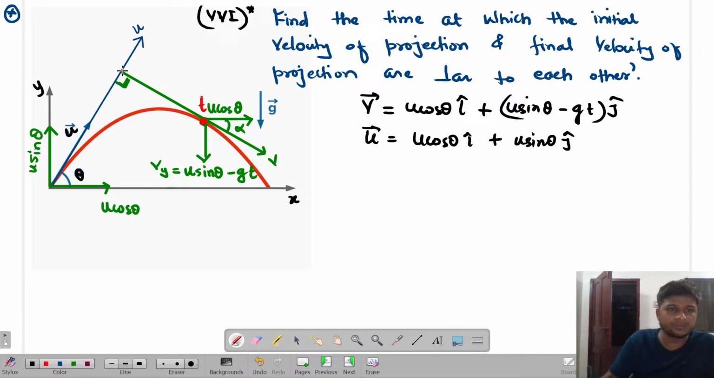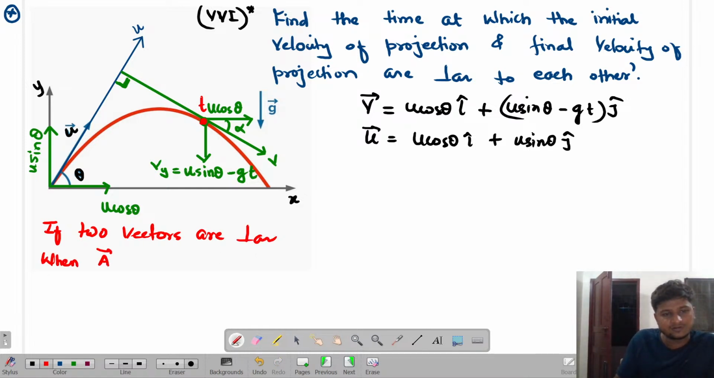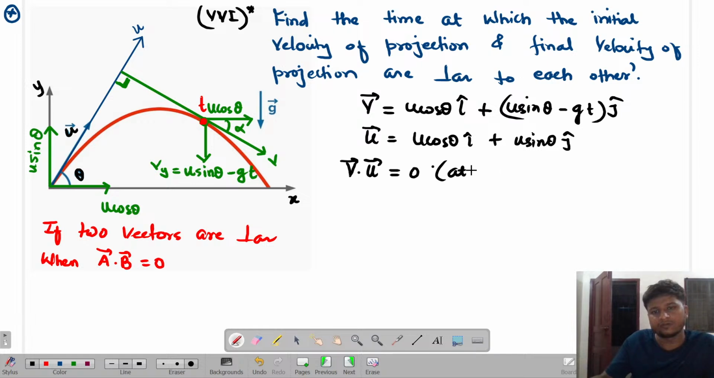But what do you mean by perpendicular? If two vectors are perpendicular, that means their dot product is always zero, or not? I have told you always, do not take questions as easy questions. They are logical questions. Basically, you have to apply the logic. So here the logic was that you have to take the dot product of the final velocity vector and the initial velocity vector, because their dot product is always 0. Are you able to get me or not? So v dot u is 0 at that time when they are perpendicular.